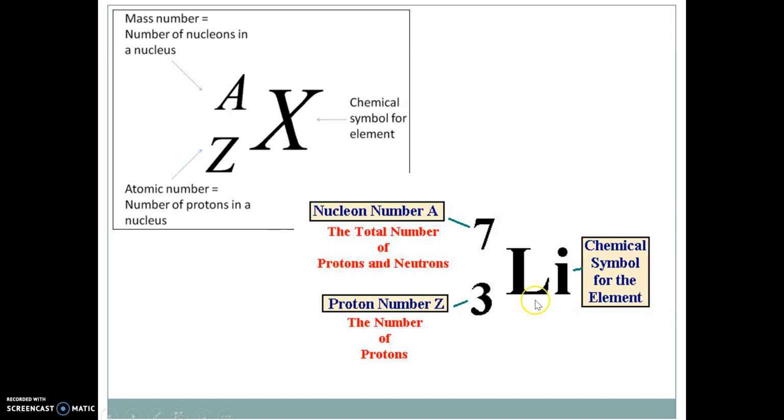Here's an example with lithium. So there's our symbol, we have our mass number, and we have our atomic number. The atomic number is the number of protons. So we would then be able to figure out that, 7 minus 3, there's 4 neutrons in this example.